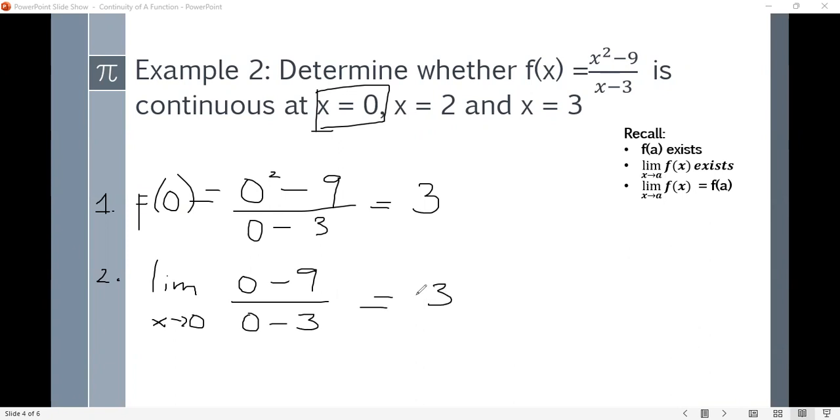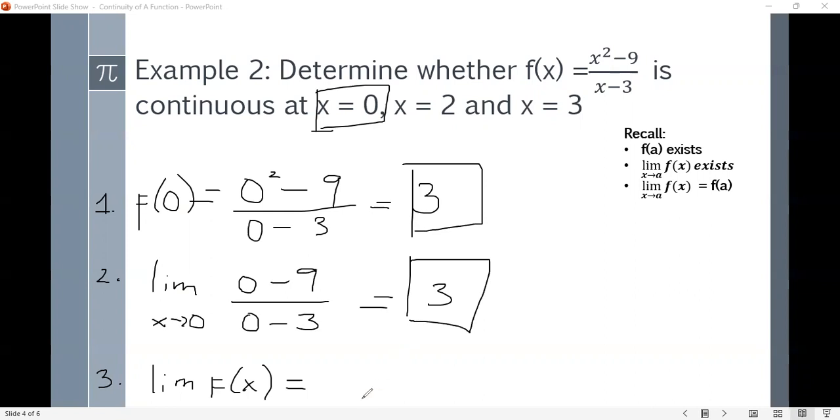Okay, mapa-positive man yan or mapa-negative, isa lang po yung kalalabasan yan. And then for the last condition, the limit of f of x is also equals po. Since makita natin yung first condition at yung second condition ay equal naman, they're both equal. So, ibig sabihin, continuous po si x is equals to 0 sa ating pong function. Continuous po siya. So, paano naman kapag x is equals to 2? So, palitan po natin lahat.